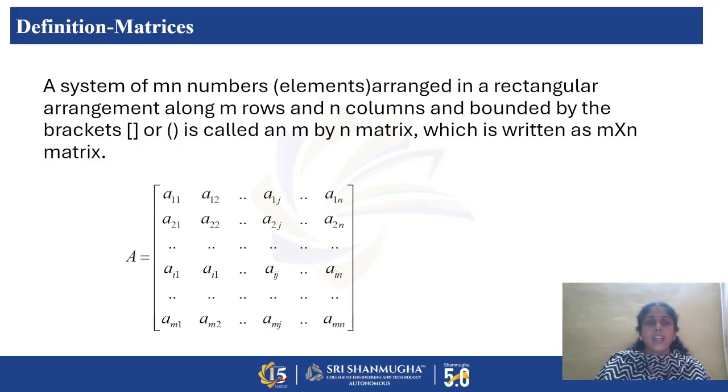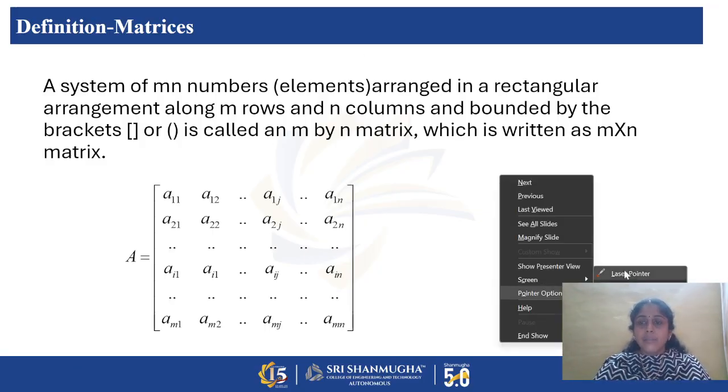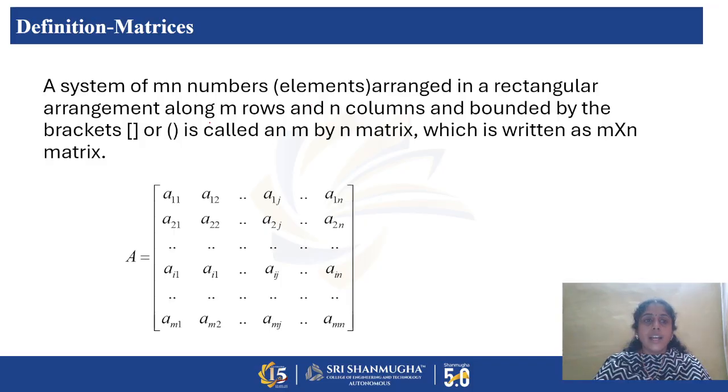Definition of matrices: a system of mn numbers, usually called the elements, arranged in a rectangular arrangement along m rows and n columns, and bounded by square brackets or braces, is called an m by n matrix, which is written as m cross n. So this is an m cross n matrix. The order of this matrix is m cross n because it has m rows and n columns.